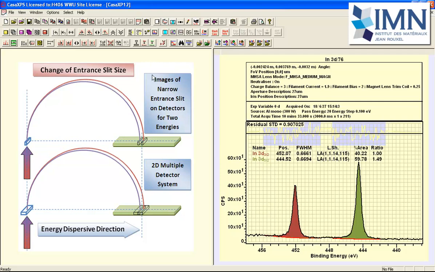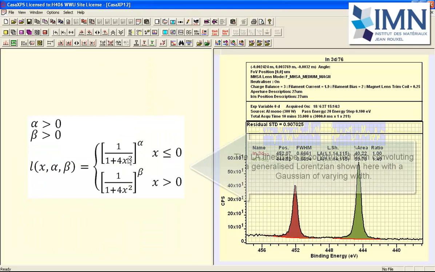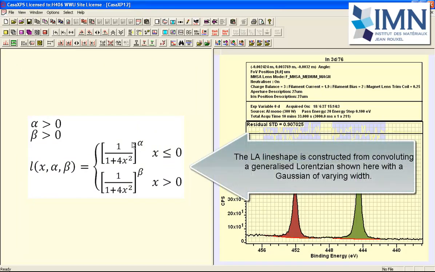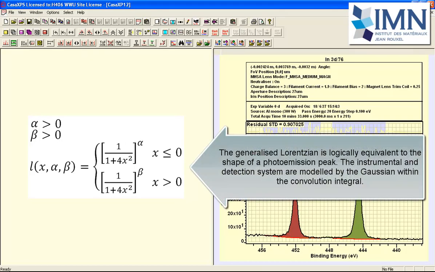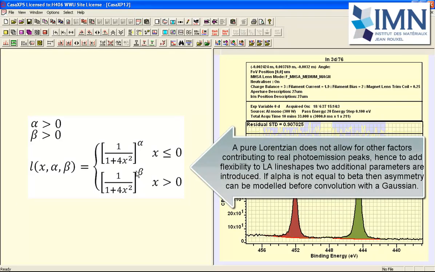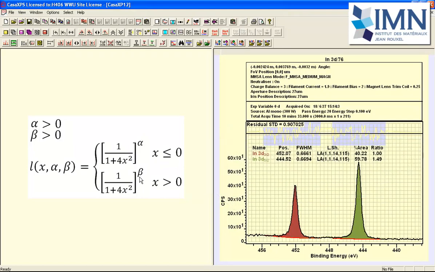So in terms of the LA line shape, the LA line shape includes two parameters, the alpha and beta parameters, and these represent the first and the second parameters in the definition. And by using a value of 1 for the first parameter means that on the left-hand side of the peak maximum, we're representing the data using a pure Lorentzian line shape. On the right-hand side of the peak maximum, we've got a value that's different and is greater than unity, so we're suppressing information here using this beta parameter, and we end up with an asymmetric line shape.